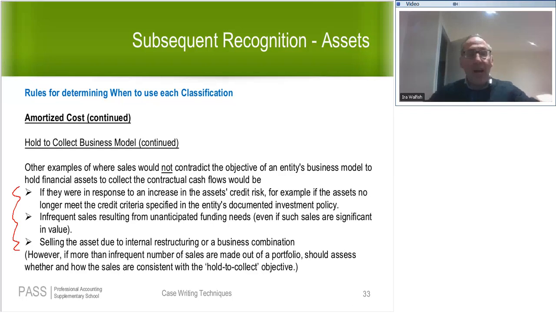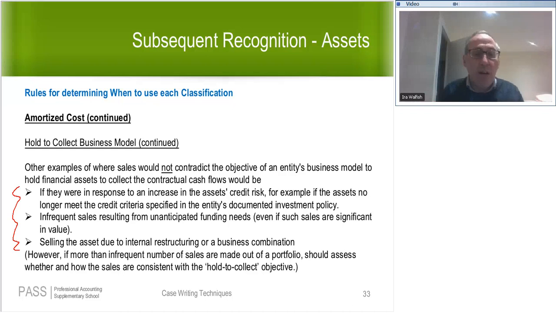Bottom line is that all you really need to understand is that you're working with a hold to collect business model as long as your primary goal is collecting interest and principal and not selling the item, even if occasionally you might sell a financial instrument.